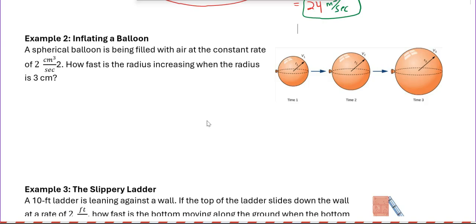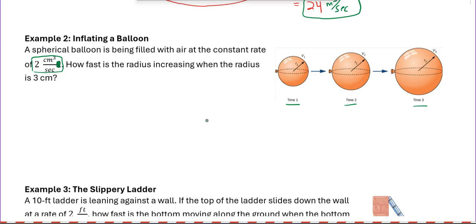So you can see in time, right, that in time 1, if the volume changes at a certain rate, the radius might slow down. So here's the setup. A spherical balloon is being filled with air at the constant rate of 2 cubic centimeters per second. And there's an extra 2 there. Not sure what all the typos are doing in this problem, in this set of notes. Let's cross that out right there.